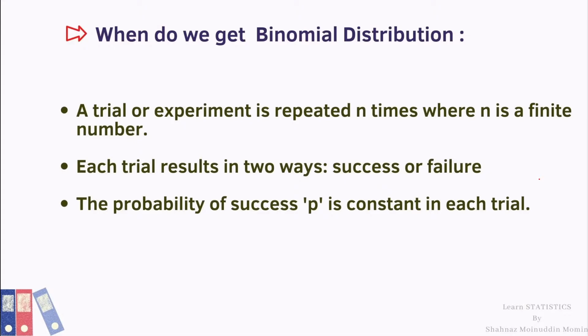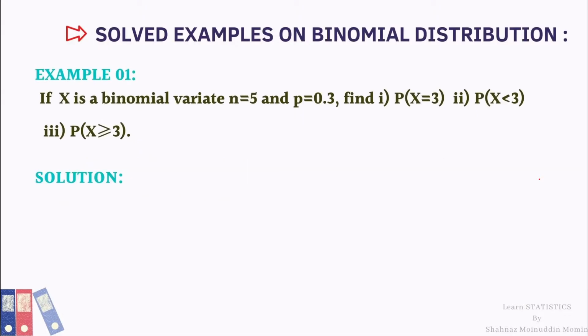So we shall start with example number 1 of binomial distribution. If x is a binomial variate with parameter n equal to 5 and the other parameter p, the probability of success, is 0.3, then find the probability x equal to 3, x less than 3 and x greater than or equal to 3.